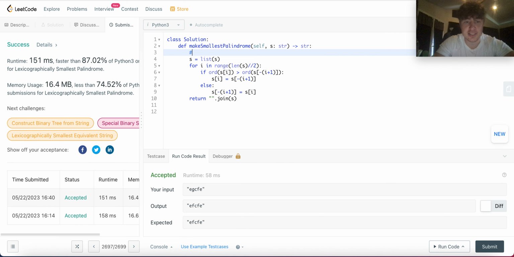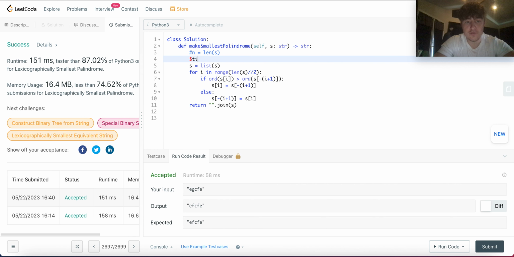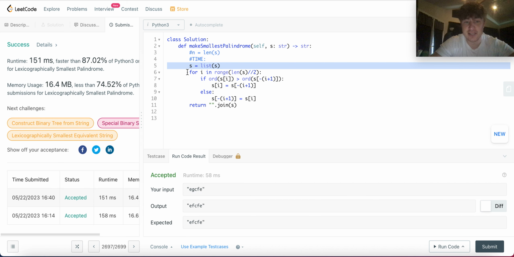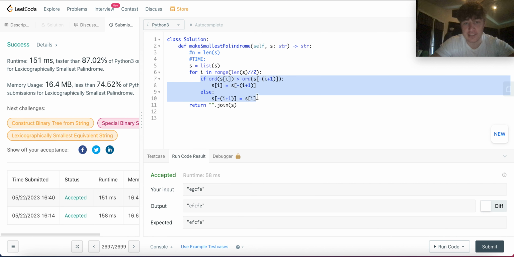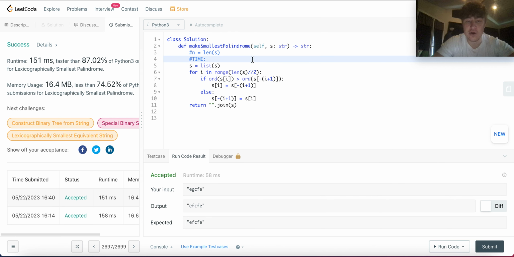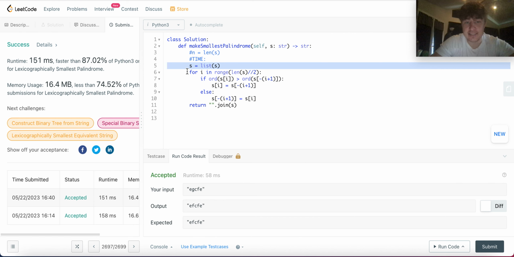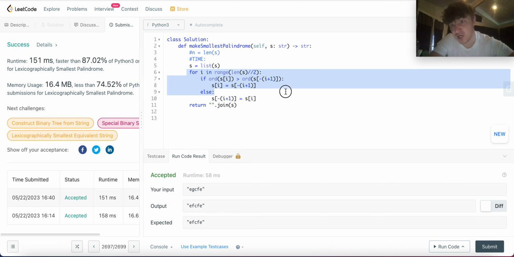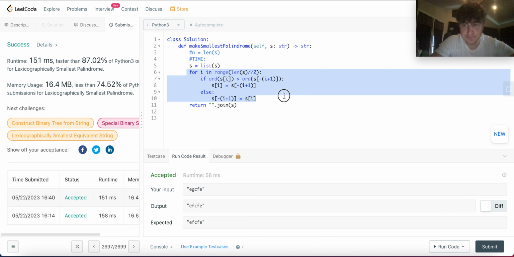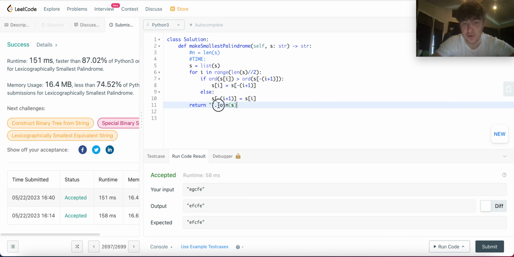So what is the time and space of this? Well, let's say n is the length of s. For time, we convert s into a list, so that takes n time because it's the length of s. We look at half of the string, and then we do constant operations, right? Getting this is constant, setting this is constant, setting this is constant. So n time to create this list, n over 2, or big O of n time to do the operations we need, and then we join it at the end, so that's another n time because we have to convert it back into a string. So that's big O of n time.